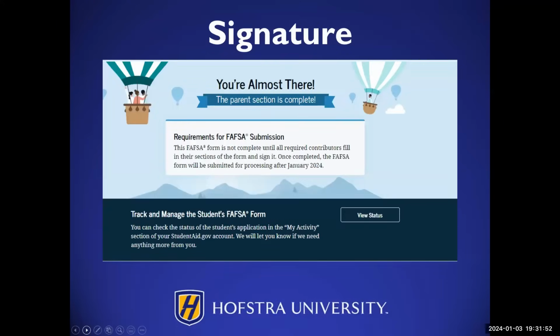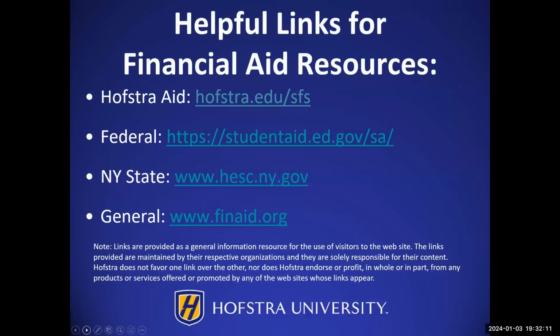After the parent financials, it comes to the parent signature page. The signatures are very important, as FAFSAs are not considered complete until all contributors fill in their sections and sign it. Once the student and contributors sign their FAFSAs, they are completed. And once completed, it will be submitted to the FAFSA processor, and then schools will probably get them maybe end of January, early February. That's when schools will be able to possibly receive the FAFSAs.